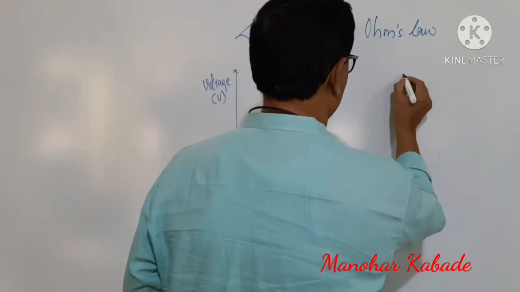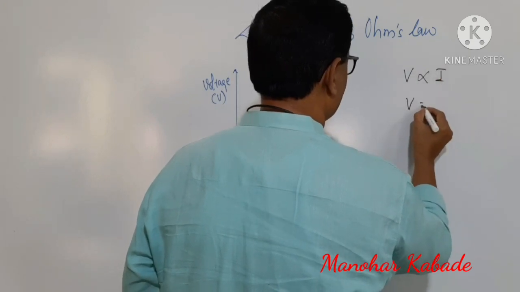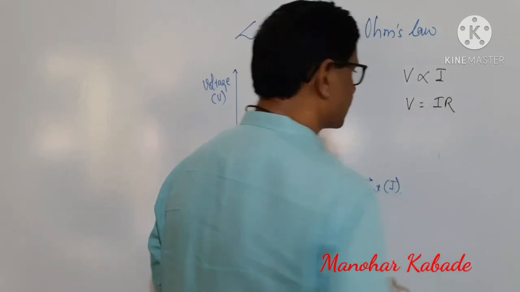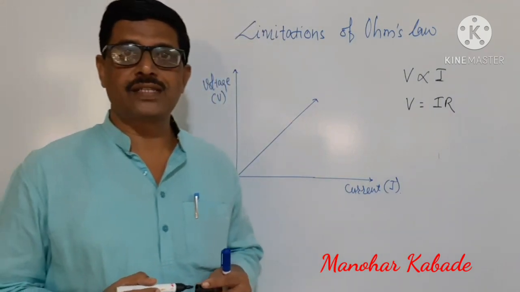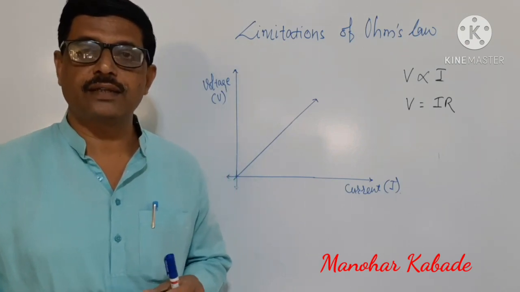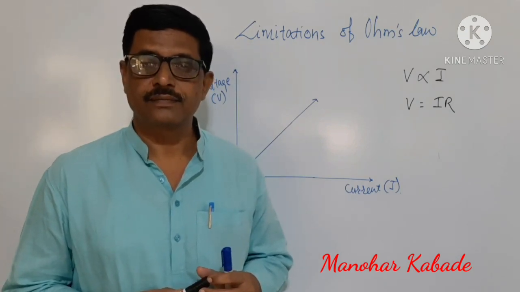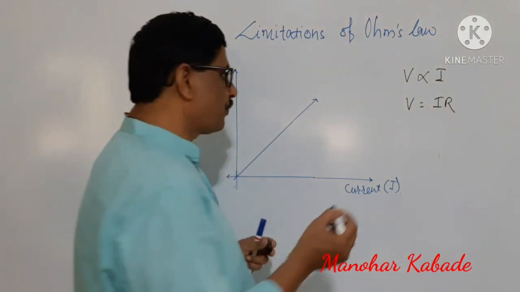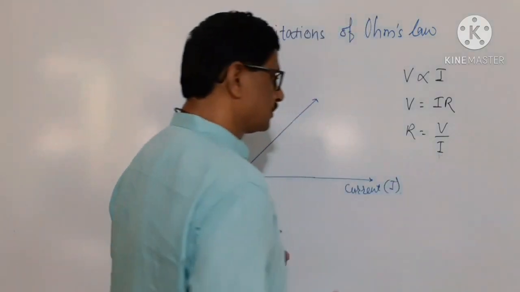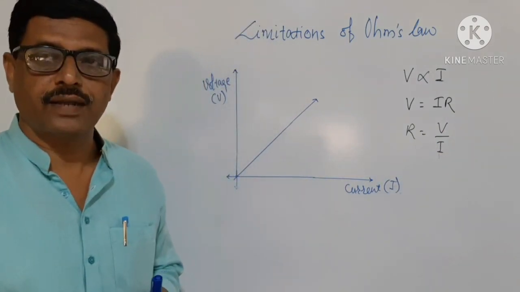Current directly proportional to potential difference, याचाच अर्थ potential difference is directly proportional to the current. Therefore, the potential difference V, sometimes we call it as a voltage. V is equal to I into R, where R is the constant of proportionality. It is the resistance of the given conductor. The resistance of a given conductor is given by R is equal to V divided by I. With increase in resistance, there is a decrease of current and vice versa.